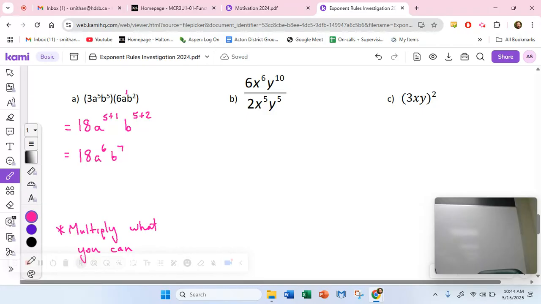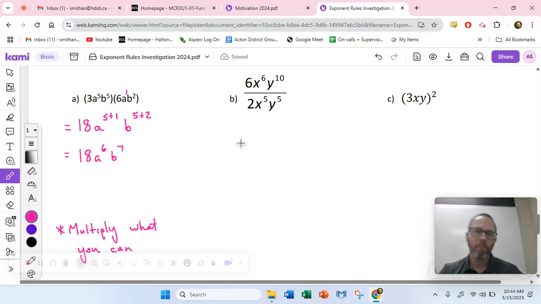All right, let's do B. Now notice, guys, with A, we added the exponents. Did we add the numbers together? No, because 6 times 3 is 18. 6 times 3 is not 9. We don't add the numbers. In example B, when dividing monomials, we divide what we can.